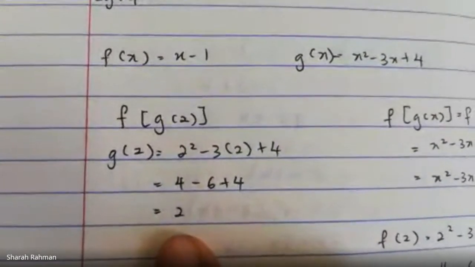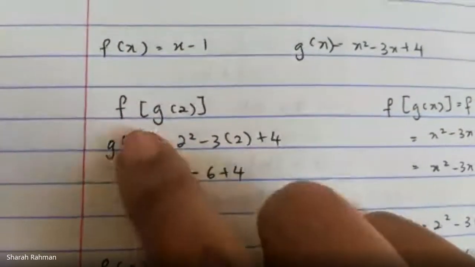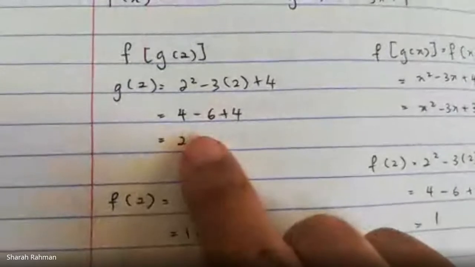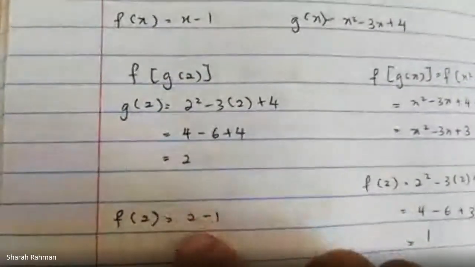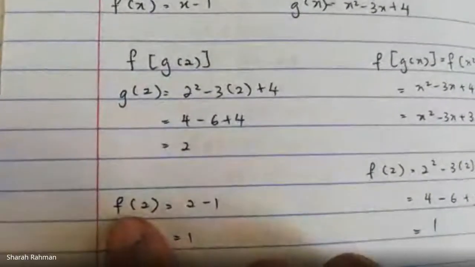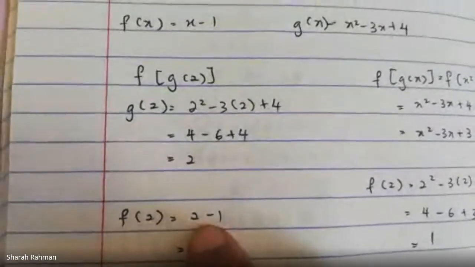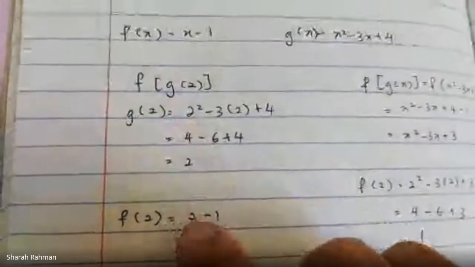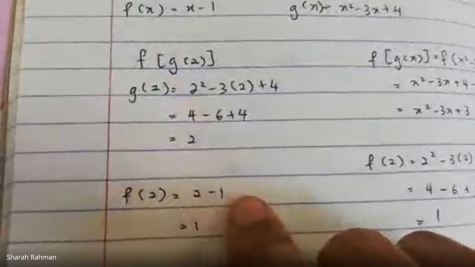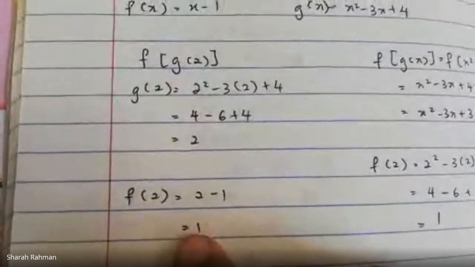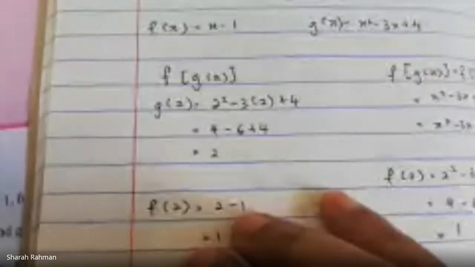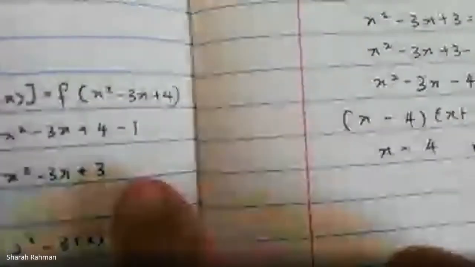Then after that, we find fg(2). G(2) we got 2. So f(2), not 2 here, but 2 here. We substitute this 2 inside the function f. So 2 minus 1, and we will get the answer 1. So this is the first method. Okay, second method.